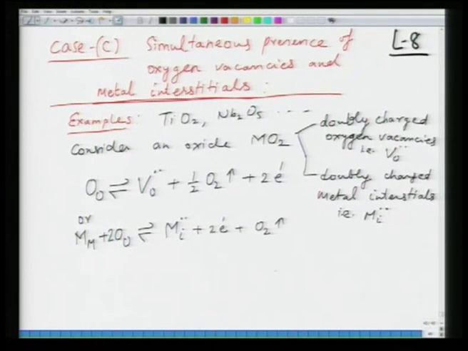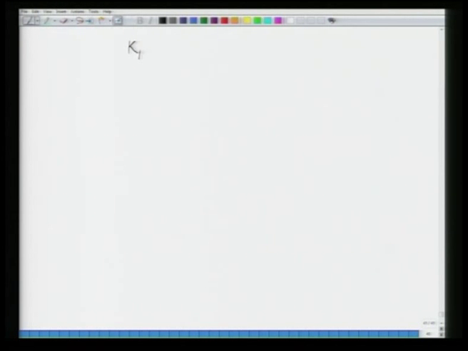Now, let us say that defects are smaller in number as compared to the host lattice. We can assume that MM is equal to OO is equal to 1, assuming that it is a dilute solution. So, now we can write the reaction constant, assuming that MM and OO are equal to 1.